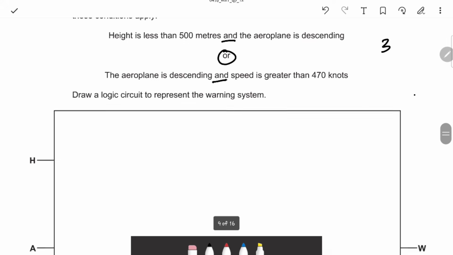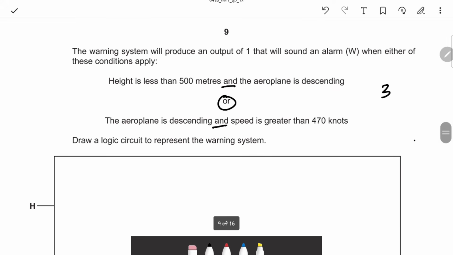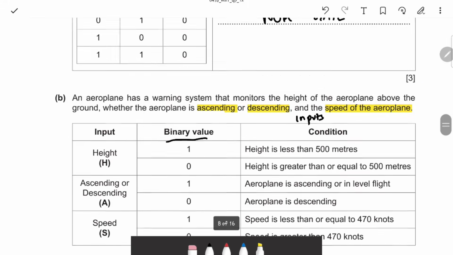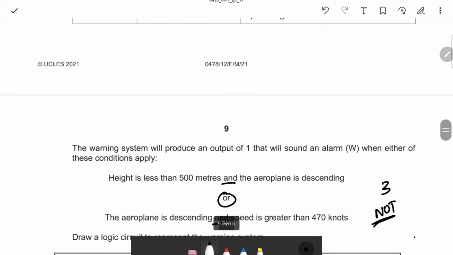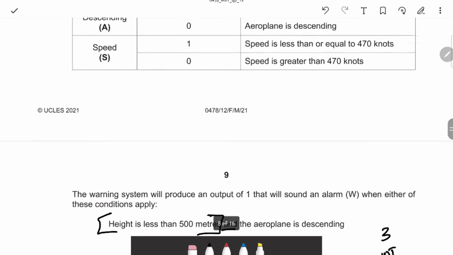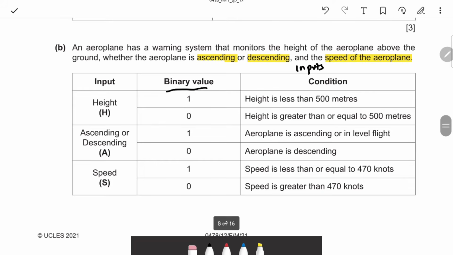Okay, now let's do the thing. And I'll also find a NOT gate, because remember, whenever it's not 1, then it's a NOT gate, right? So you'll understand it in just a second. Okay, so let's start. The first problem, let's tackle the first problem here. The height is less than 500 meters. Let's tackle that one first. Height is less than 500 meters. So let's find height is less than 500 meters.